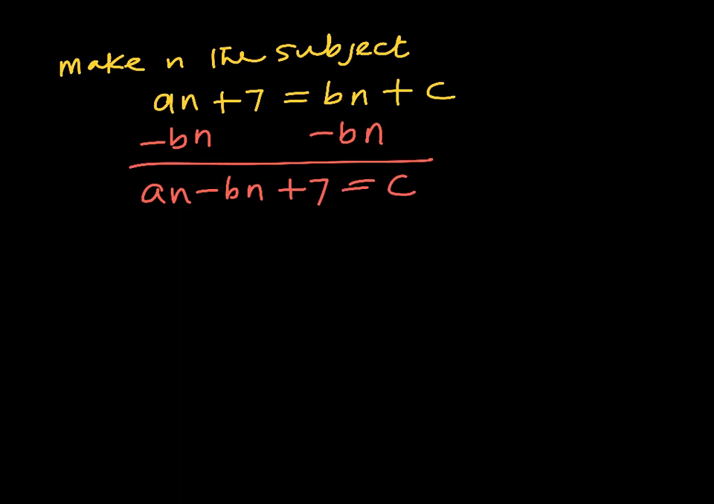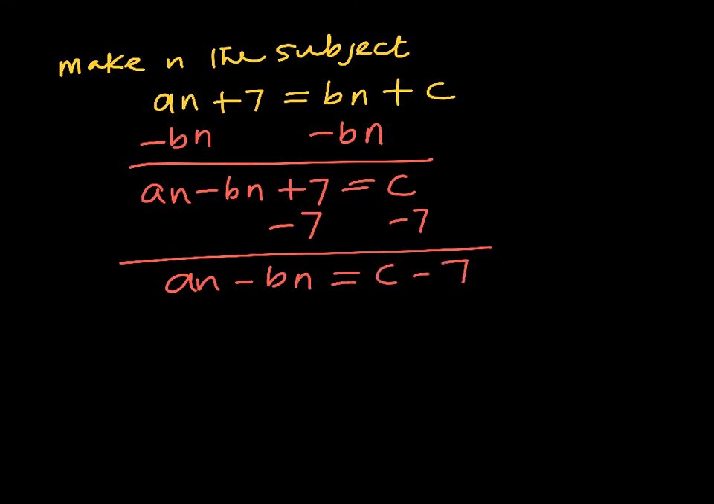Now we don't want 7 on the left, so we subtract 7 from both sides, minus 7, minus 7. And then what we have is an minus bn is equal to c minus 7. We're getting closer. So how can we have only n on this side? Well, we can factor out n because n is common to an and to bn. So we can take out n. An divided by n leaves us with a. Bn divided by n leaves us with b, is equal to c minus 7.